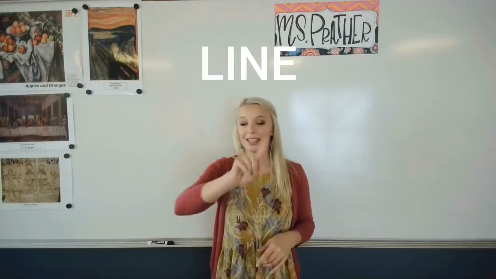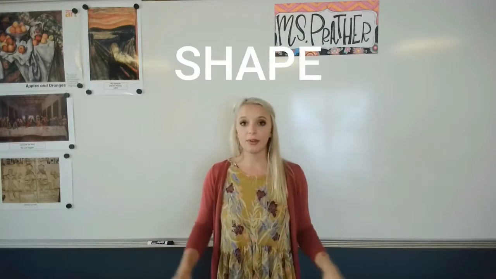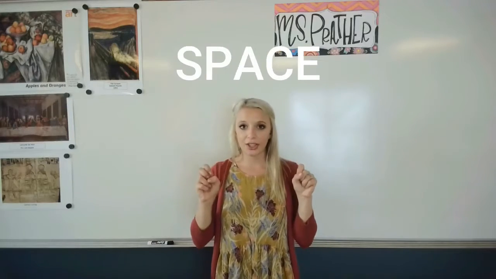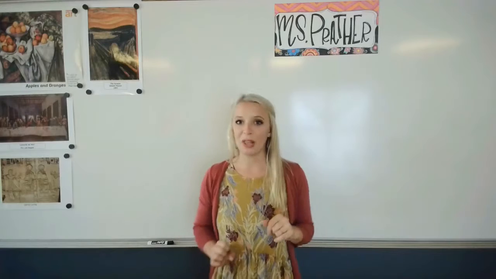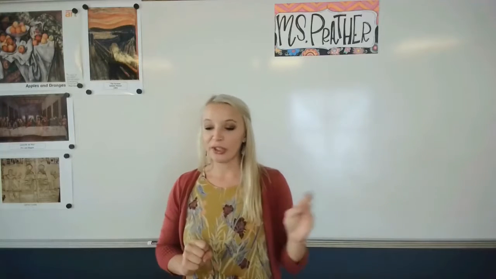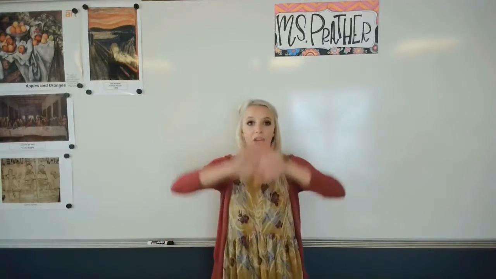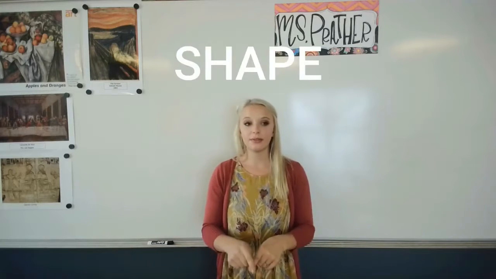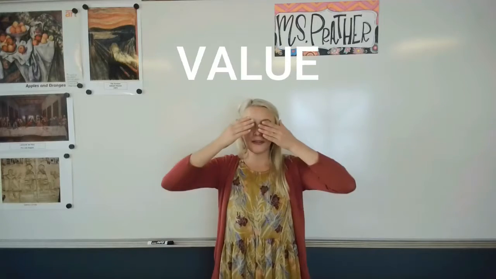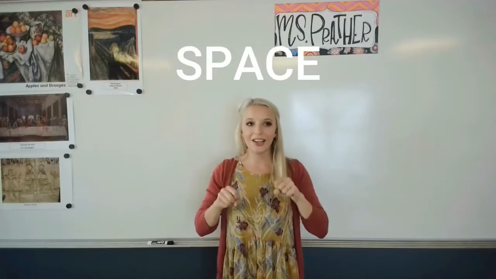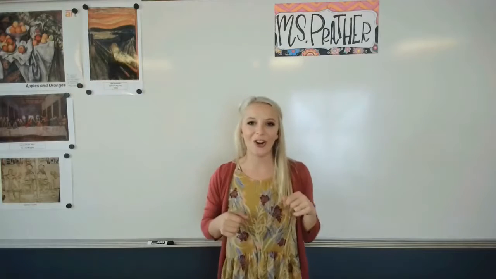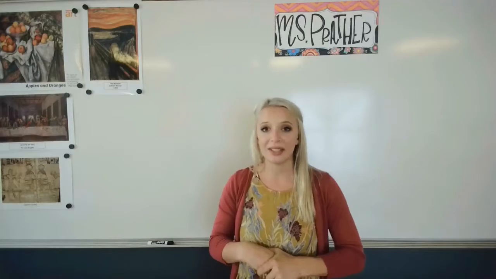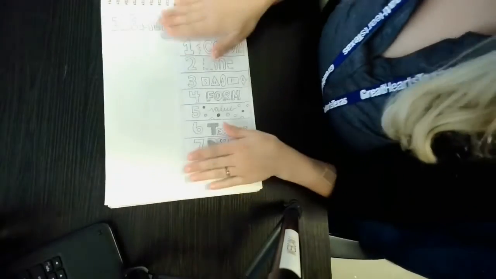Color, line, shape, form, value, texture, and space. I hope you remember that one. That one's fun, right? All right, so if we need to rehearse it again, let's go back over it. We have color, line, shape, form, value, texture, and space. All right, great job. Let's go ahead and sit back down, and we're going to go back over our 7 elements. And let's review our elements of art.